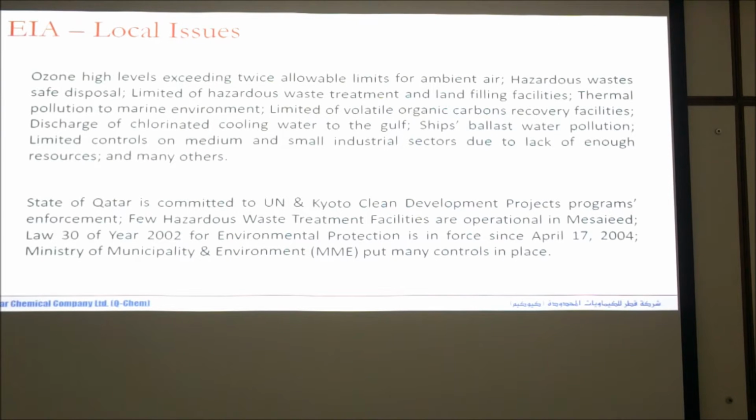State of Qatar is committed to the international agreements and regulations and protocols. What we say here is that we ultimately need to satisfy the law 30, but that is not everything. We have to know about other things.